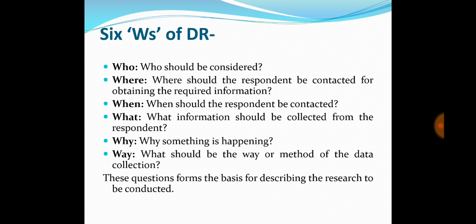The next W is what information should be collected from the respondent, what type of information you want to decipher from your respondent. You should be very specific in collecting the information, because respondents don't have much time, and you should be smart in juicing out the relevant information. Why: why something is happening, a phenomenon. Whenever a phenomenon takes place, we use descriptive research design. And the last is the way: what should be the method of data collection, what should be your tool.